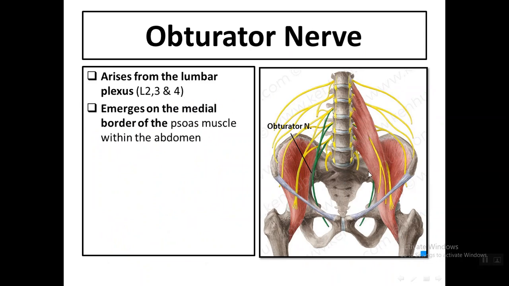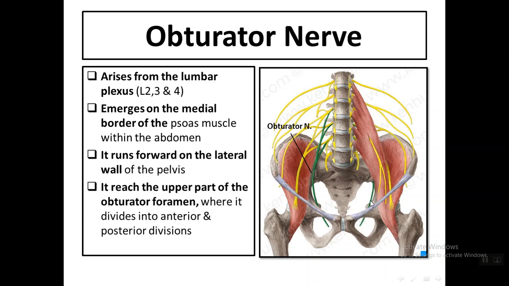It emerges on the medial border of the psoas muscle within the abdomen, then goes forward on the lateral wall of the pelvis. This is the pelvis. On the lateral wall of the pelvis it goes down to reach the upper part of the obturator foramen, where it divides into anterior and posterior divisions.